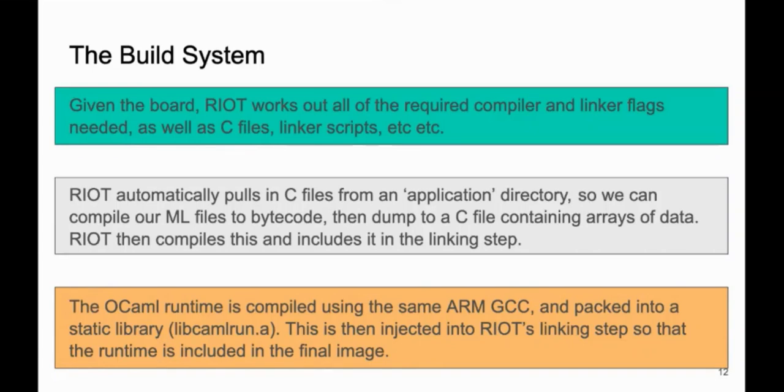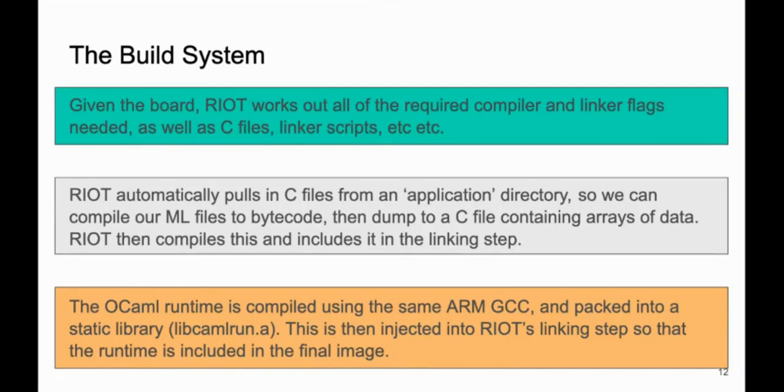Now, how do we actually compile our application? We have an application directory. All the C files in that application directory will be automatically pulled in by RIOT, compiled with the correct flags, and included in the linking step. So our strategy is to take our OCaml files, compile them to bytecode, and then dump that bytecode into a C file that just has the data as simple C arrays. And luckily, ocamlc provides easy functionality to do this.